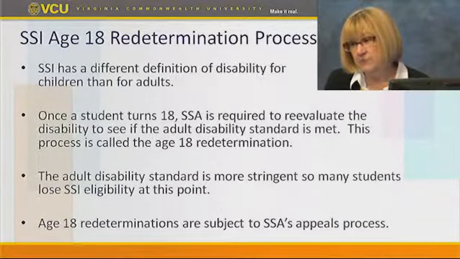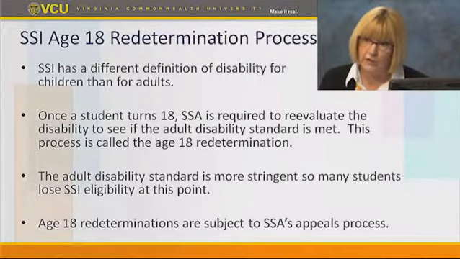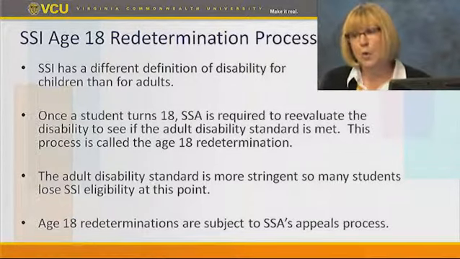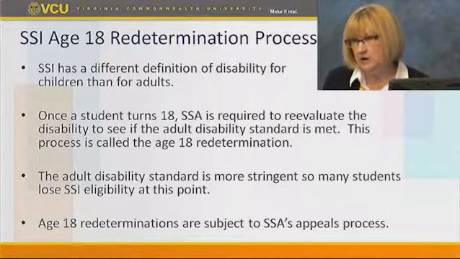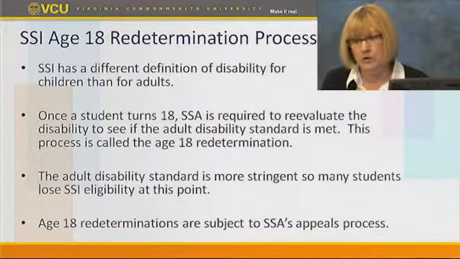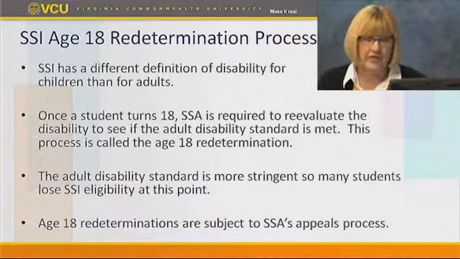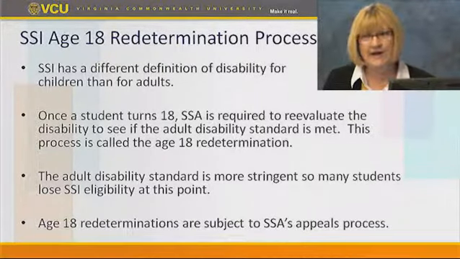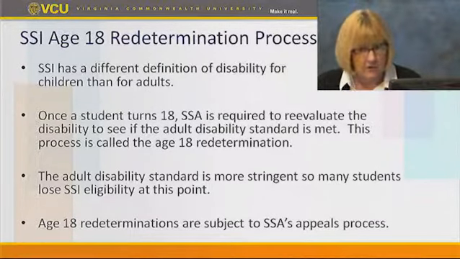Now, something families in the SSI program really don't understand: they think once you're found eligible, you've got the brass ring and you're in forever. No. When you turn 18, your disability has to be reevaluated under the adult disability standard. In the SSI program, there is a different definition for children than there is for adults, and the child definition is much less stringent. It's much easier to qualify as a child than it is to qualify as an adult.